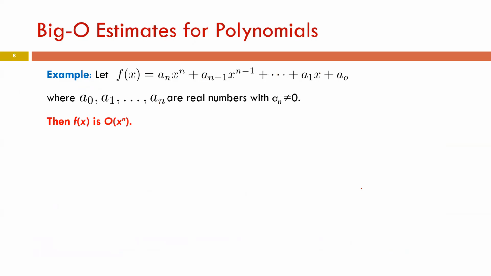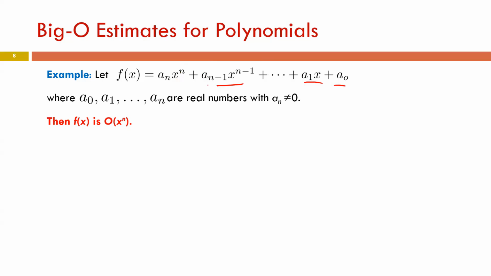This is an example of a polynomial function of degree n. If your function is a polynomial with degree n and these are the coefficients, then we can say that the polynomial function is big O of x to the power n. This means that all these other terms can be neglected compared to x^n. When x is large, x^n dominates the other terms.